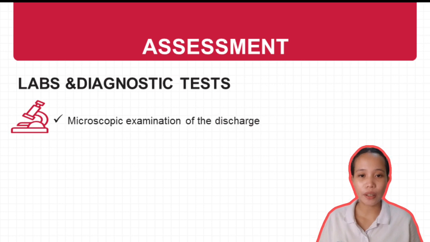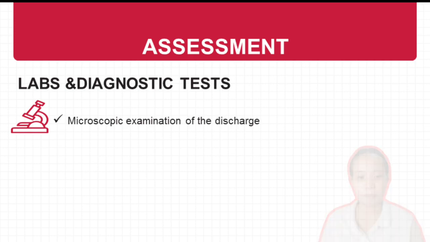Microscopic examination of the discharge shows gram-negative rods adhering to vaginal epithelial cells, termed clue cells. Like trichomoniasis, bacterial vaginosis can increase a woman's susceptibility to other STIs such as herpes simplex virus, HSV, chlamydia, and gonorrhea, as well as HIV.